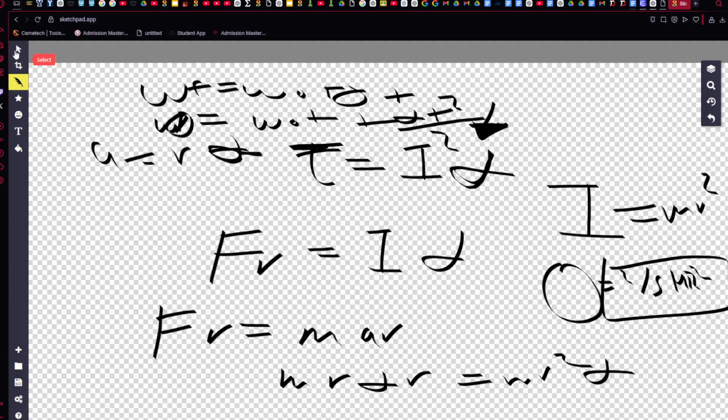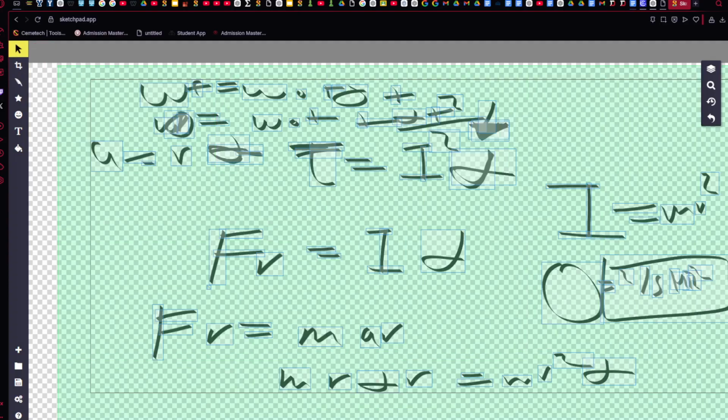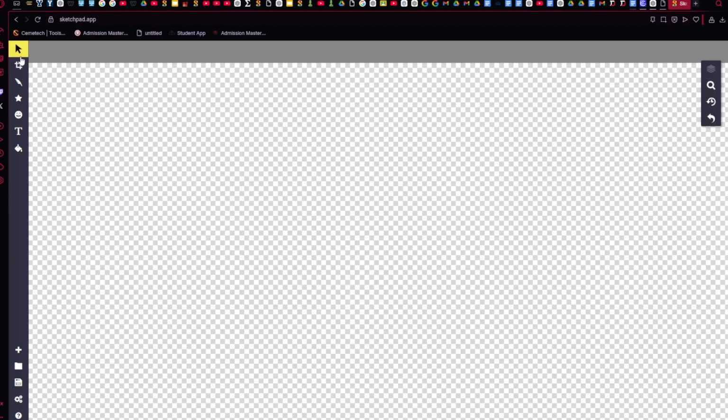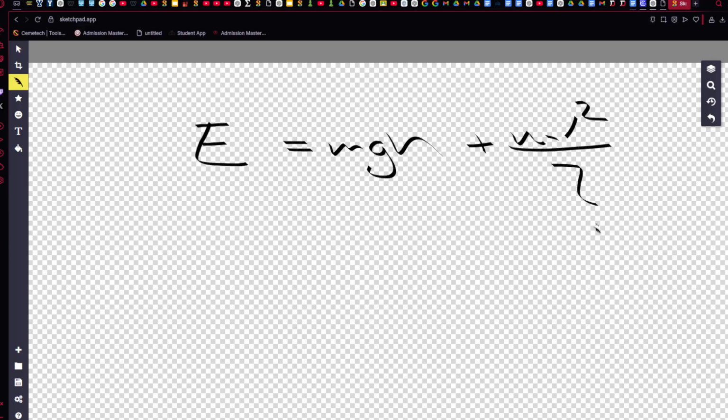So before, we defined mechanical energy as the sum of the gravitational potential energy and the kinetic energy. But now we have to introduce another term, which is the rotational energy, which is just Iω² over 2. The proof, I'm not aware of that, but this is just the formula now.